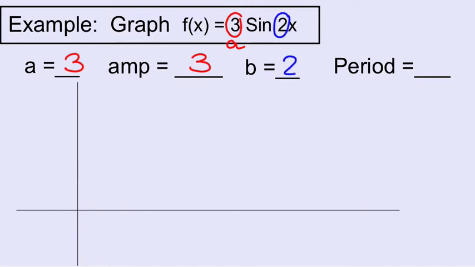So how you find your period is 2 pi over b. So since our b is 2, we plug that in. 2 pi over 2, we reduce that fraction, and we get pi. So the length of one revolution is pi. The parent function, remember, was 2 pi. So it takes half the amount of time for you to do one revolution.